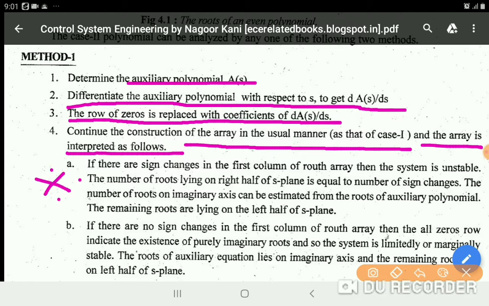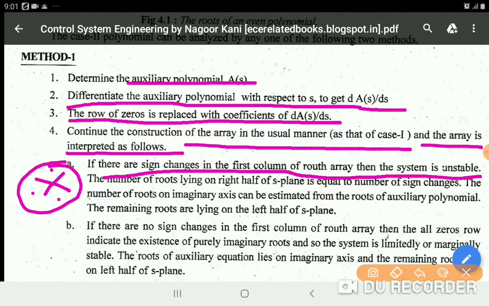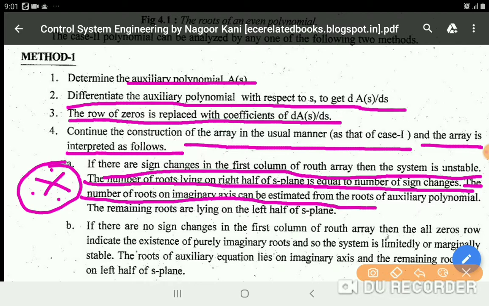Listen to the first point carefully. If there are sign changes in the first column of the Routh array, then the system is unstable. The number of roots lying on the right half of the S-plane is equal to the number of sign changes. Then the number of roots on the imaginary axis can be estimated from the roots of the auxiliary polynomial. The remaining roots are lying on the left half of the S-plane.